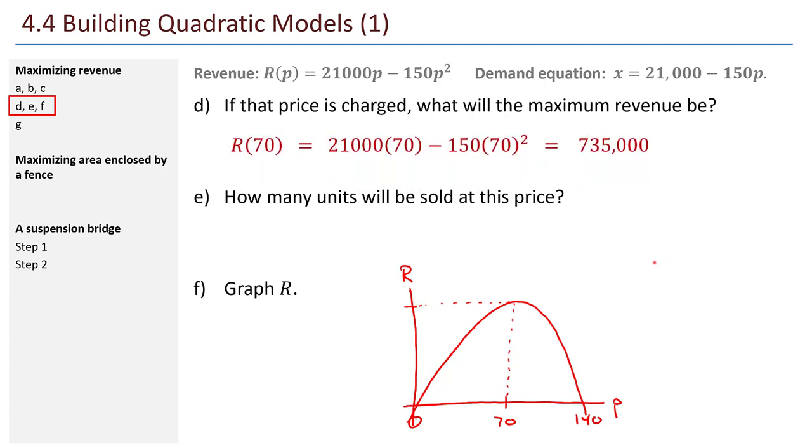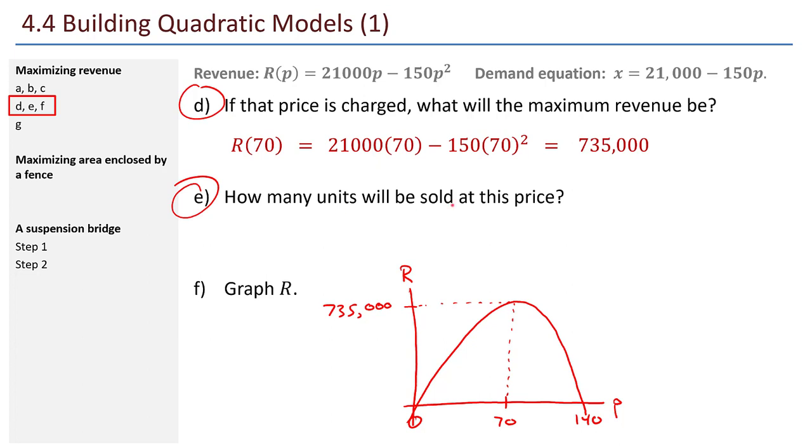We just plug it right into our revenue function. I figure out R of 70. So 21,000 times 70 minus 150 times 70 squared, and we get 735,000. That goes right here, $735,000. That was D. How about E?